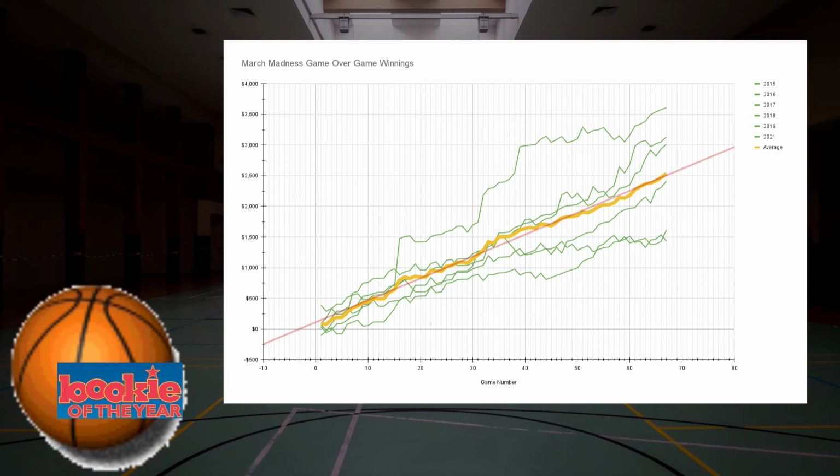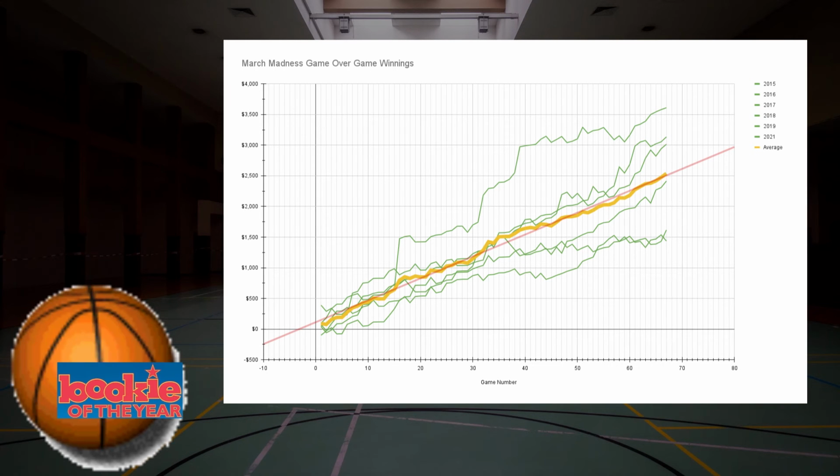This chart shows the game-over-game state of my bankroll when applying my system to March Madness games from 2015 to 2021. The bets for this chart are based on $100 betting units on moneyline bets. Those green lines are the different March Madness seasons, that yellow line in the middle is the average state of the bankroll game over game, and that red line is the best fit for the data.